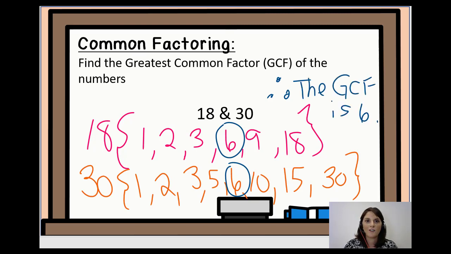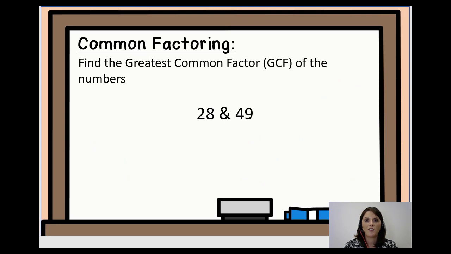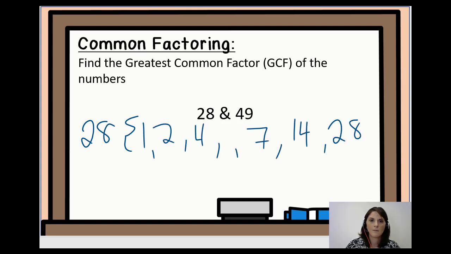Okay, let's go ahead and look at another example. This time we're going to find the greatest common factor between the numbers 28 and 49. So go ahead and make your list, and we'll see if we have the same answer. Okay, so for 28, we have 1 and 28, 2 and 14, and 4 and 7.